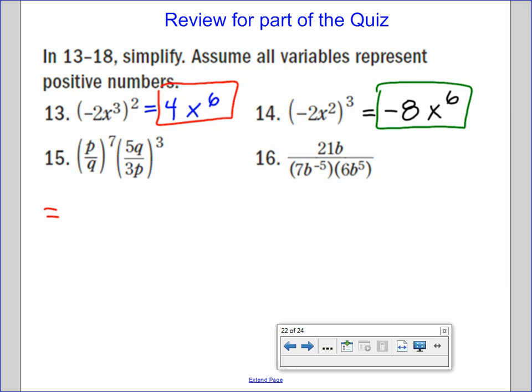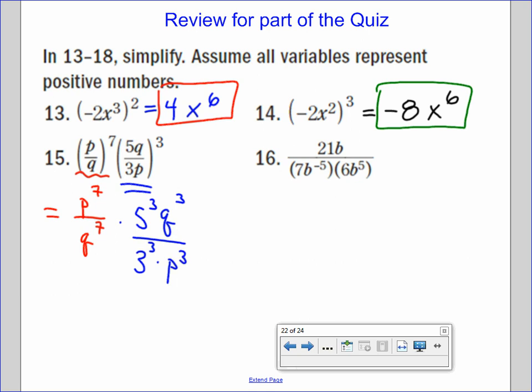In a quotient, who gets raised to the exponent? The numerator or the denominator? Adam? Both. And so this becomes p to the 7th over q to the 7th. In a product, who gets raised to the exponent? They both do. And so everybody gets cubed. That is 5 cubed times q cubed over 3 cubed times p cubed.